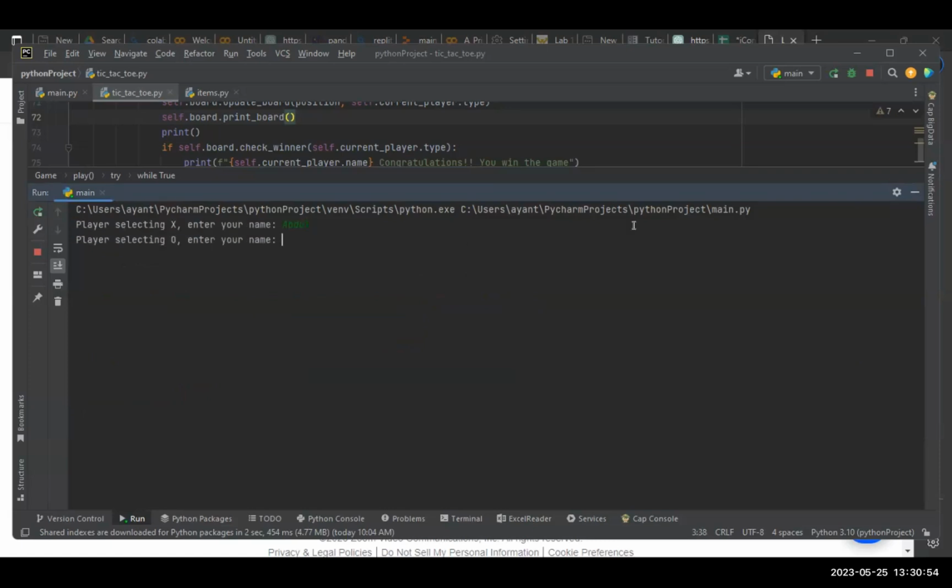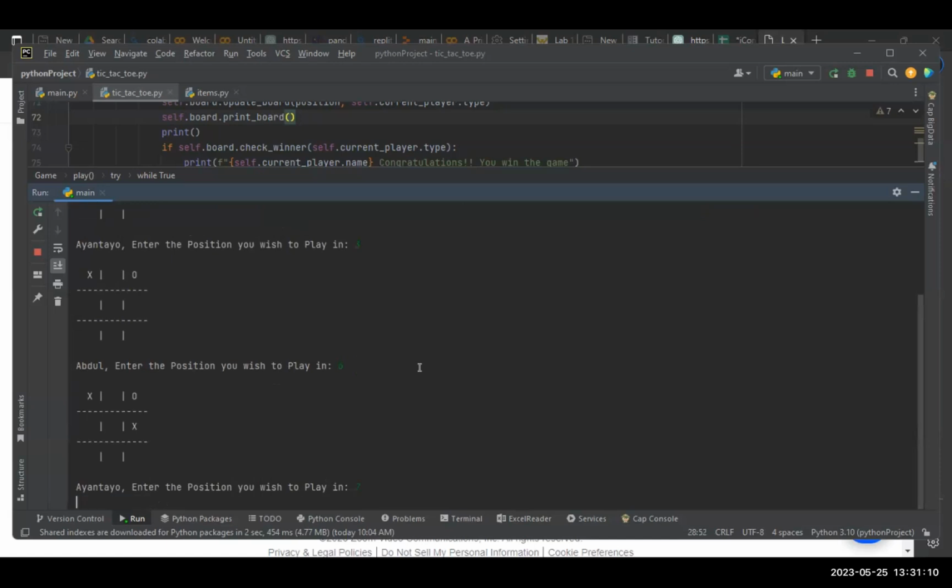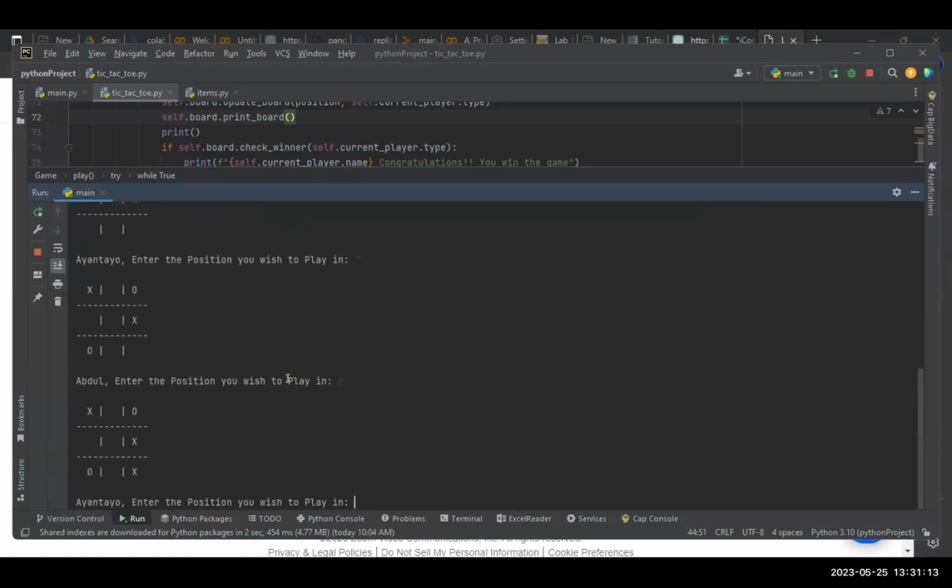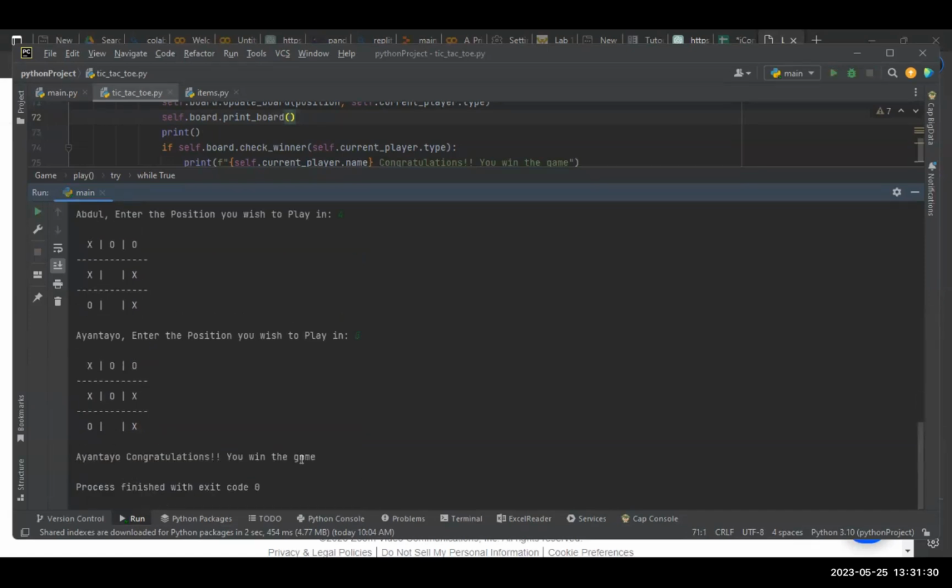So it's a game that's played between two players. So I enter the position I wish to play in, and then it updates the position on the board. Then it's 3, 6, 7, 9. Which way? So select 4. And then like 5. And then I win the game. So yeah.